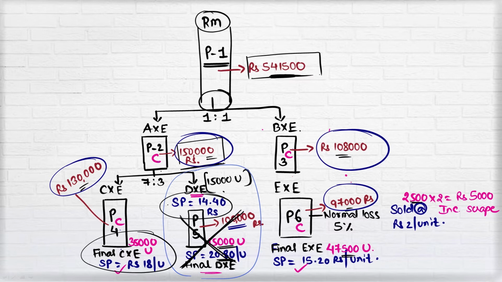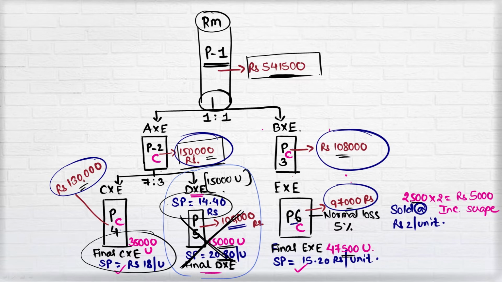If there is a scrap value of normal loss, can you tell me technically what it does? We know the process account, right? Normal loss is valued at scrap value, so ultimately you write it down on the credit side of the process account. But what does it actually do? It reduces your normal cost.